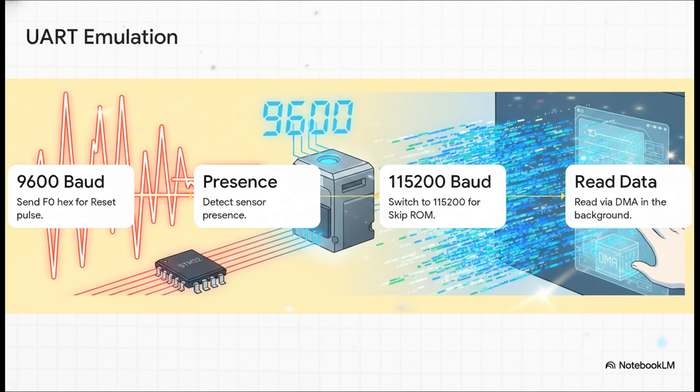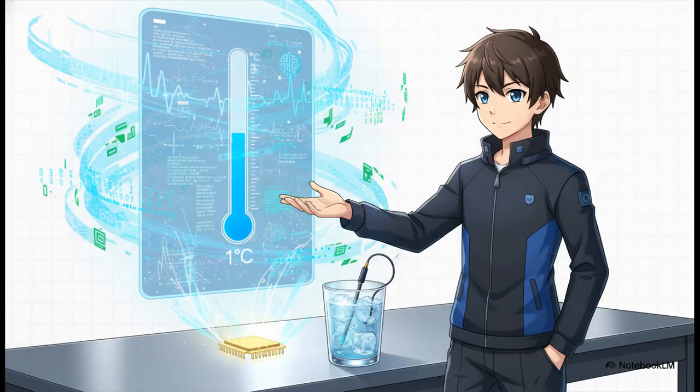Then, the instant presence is detected, we snap the baud rate right back up to 115200 to issue the skip-rom commands, reading all the incoming data via DMA seamlessly in the background. And the result of all this sorcery? By using this DMA-backed half-duplex UART magic, the CPU doesn't have to manage a single microsecond of blocking delay. It literally just effortlessly processes the one-wire timing, reads the 2 bytes of data, mathematically shifts them together, and accurately tracks a real-world cup of cold water dipping to exactly 1 degree Celsius in real time.